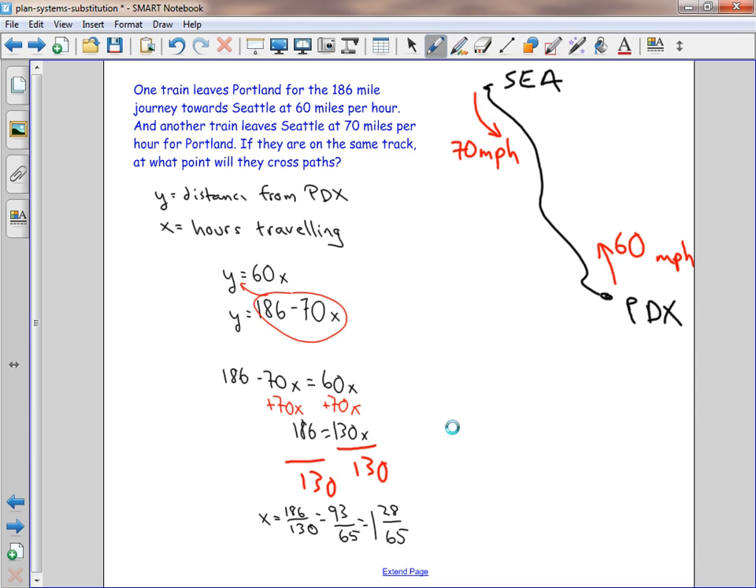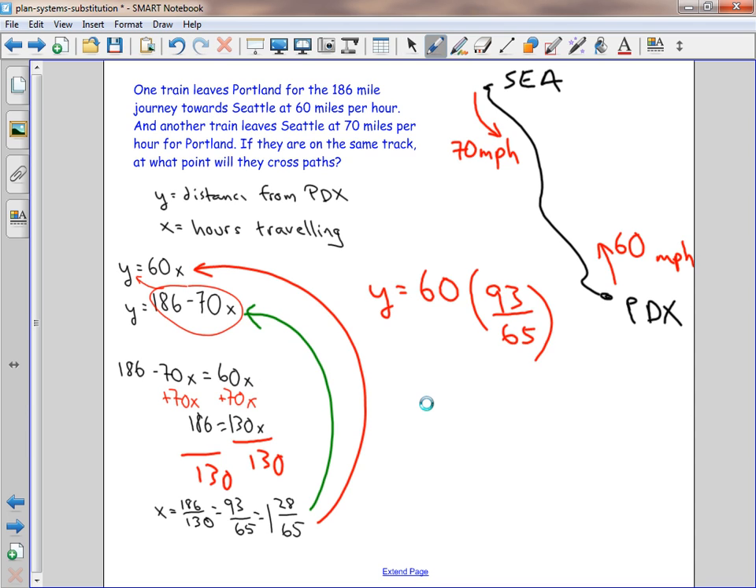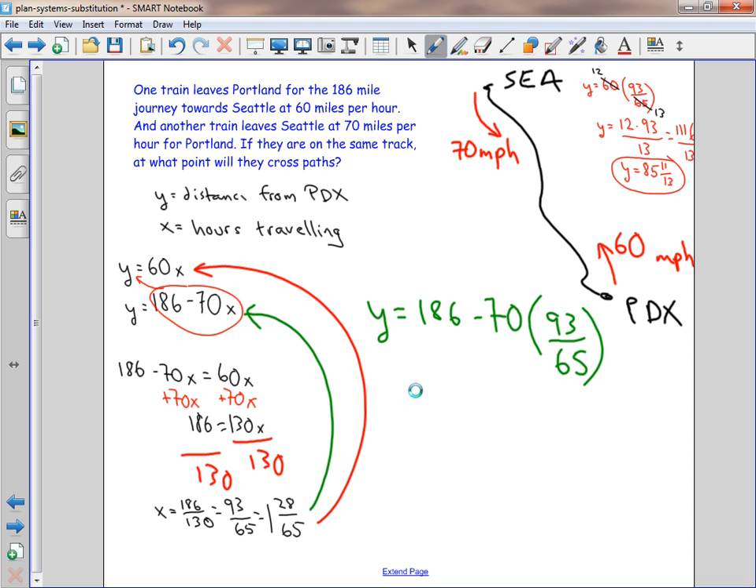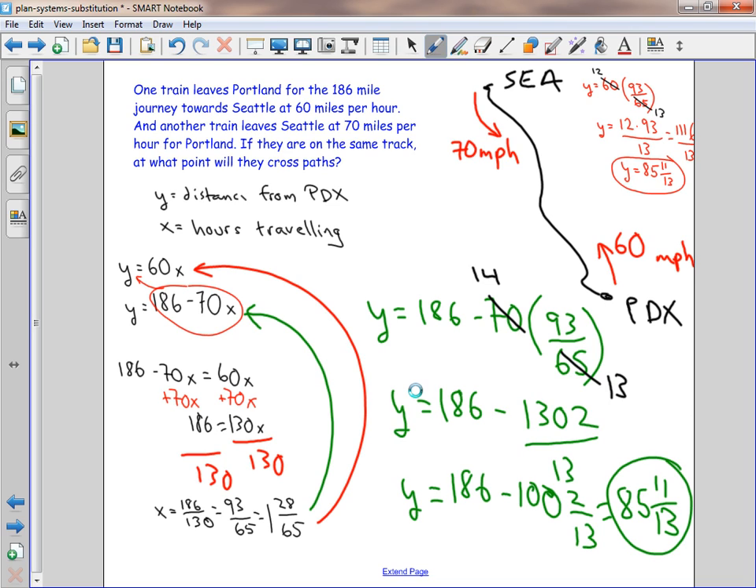At this step, I would cross-reduce. Solving for y, now I know that the trains cross 1 and 28/65 of an hour after leaving the station, and they would cross 85 and 11/13 miles away from Portland. I'll substitute into the other equation to check my answer. Make sure you multiply 70 times the fraction before you subtract. From solving for y in the second equation, I know my answer was correct the first time.